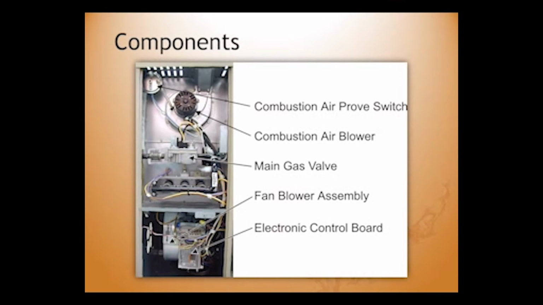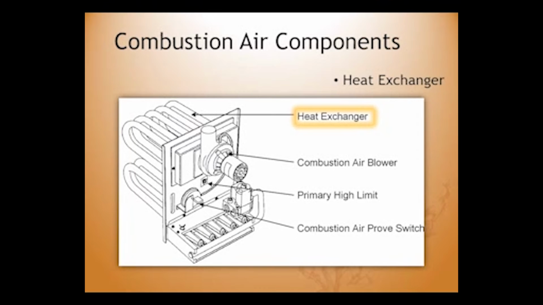The components inside high-efficiency furnaces can be broken down into four main categories: combustion air components, burner assembly, fan blower assembly, and the electronic circuit board. We're going to start with the category of combustion air components and look at the heat exchanger. The job of the heat exchanger is to transfer heat from the combustion chamber to the circulating air chamber while still keeping the combustion air separate.